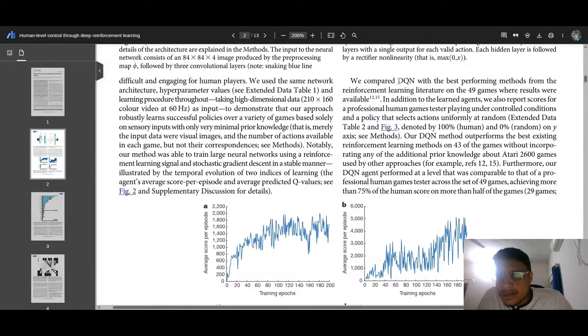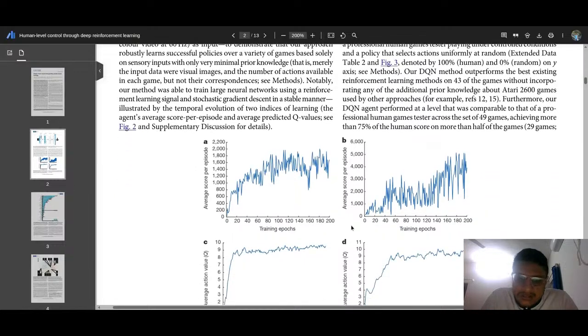We compared DQN with the best performing methods from the reinforcement learning literature on the 49 games where results were available. In addition to the learned agents, we also report scores for a professional human games tester playing under controlled conditions. Scores are normalized with 100% human and 0% random on the Y axis, right? You can see that this is the training process.